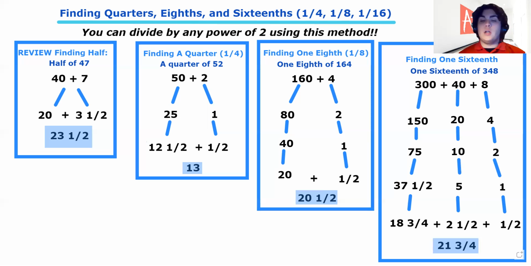But here, if you watch my previous video, you will learn how to figure out half of 160 as well. So half of 160 is 80, and half of 4 is 2. Okay, let's keep going. Half of 80 is 40, and half of 2 is 1. And one more time, half of 40 is 20, and half of 1 is 1/2. Add it up, and it is 20 and 1/2.